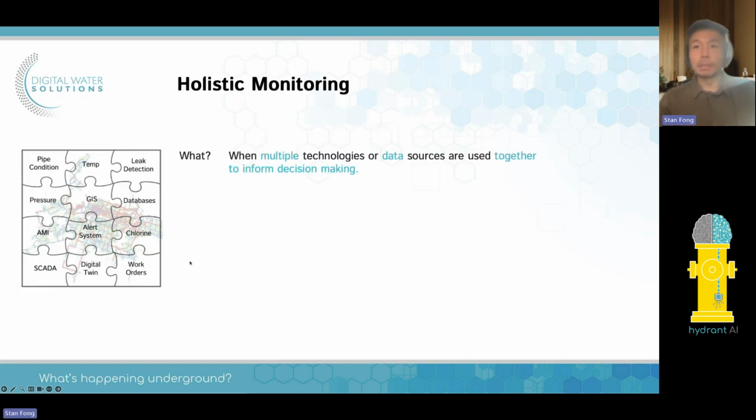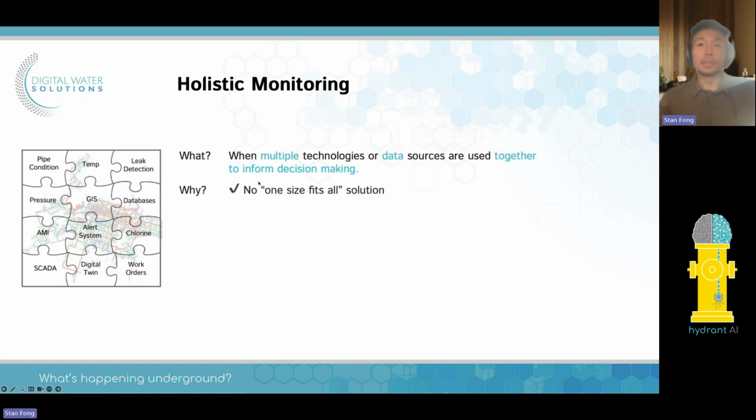What it is is pretty simple, right? You're just taking different technologies or data sources that you have, and you're using them together to inform decision making. Things like pipe condition, for example, maybe you did an assessment with a consultant and you've got a database for that. You have GIS, you've got leak detection, you've got pressure, AMI. All of these, again, are separate siloed data sources for most utilities.